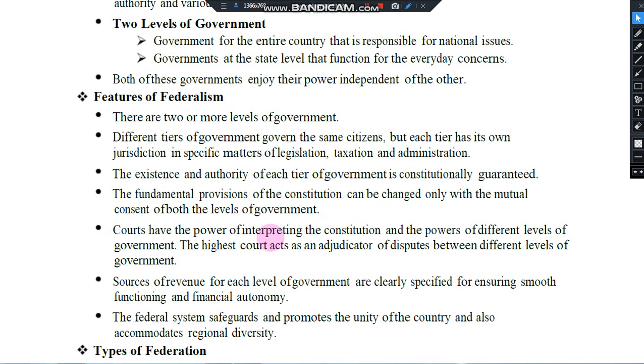Courts have the power, just as I discussed. Sources of revenue for each level of government are clearly specified for ensuring smooth functioning and financial autonomy. So it is clear, in India's constitution, we have already written each and everything about the sources of revenue, how administration is done, how taxation is taken from people, how the legislations, the laws are made. All these things are already written.